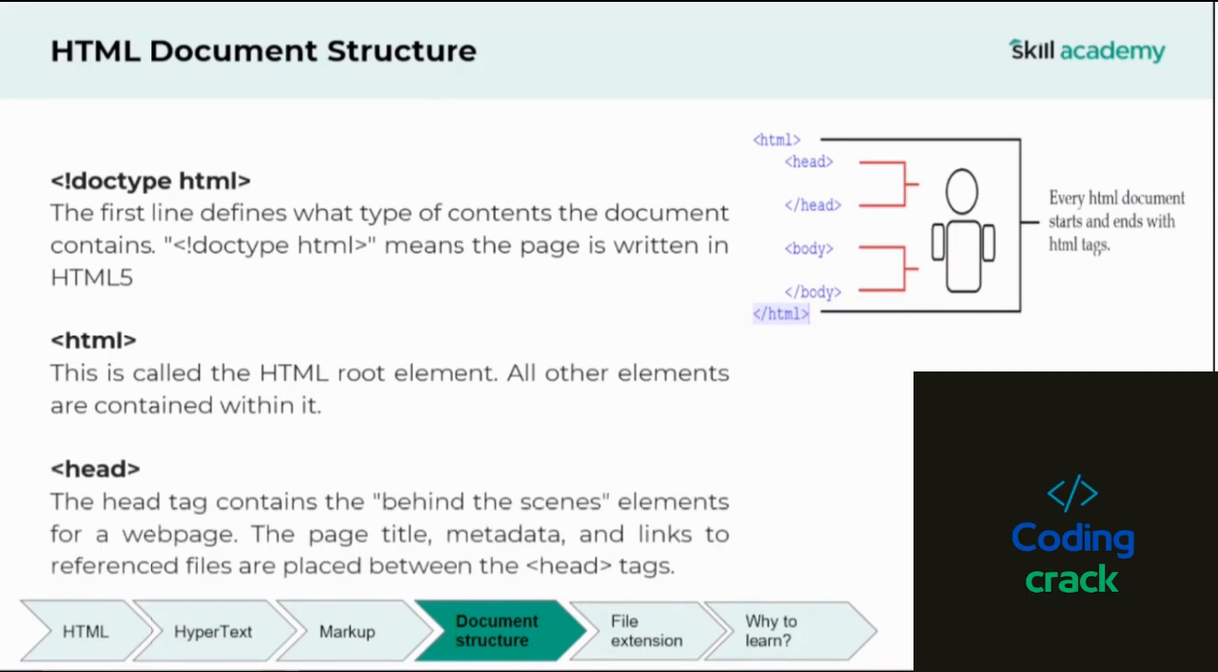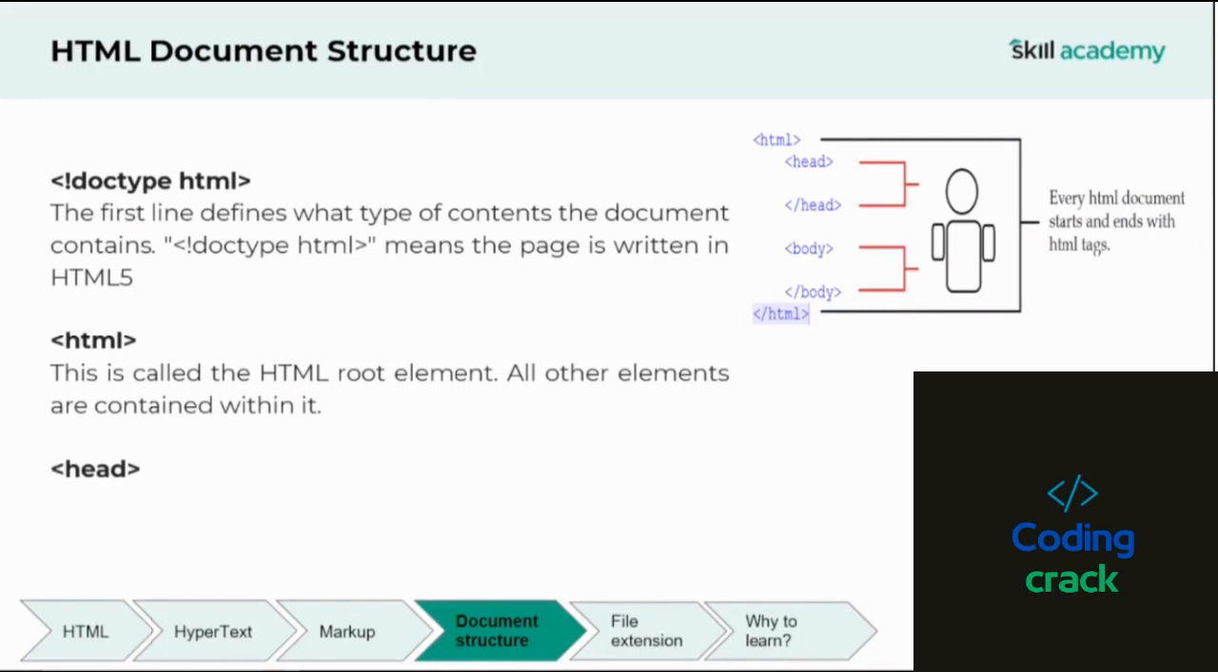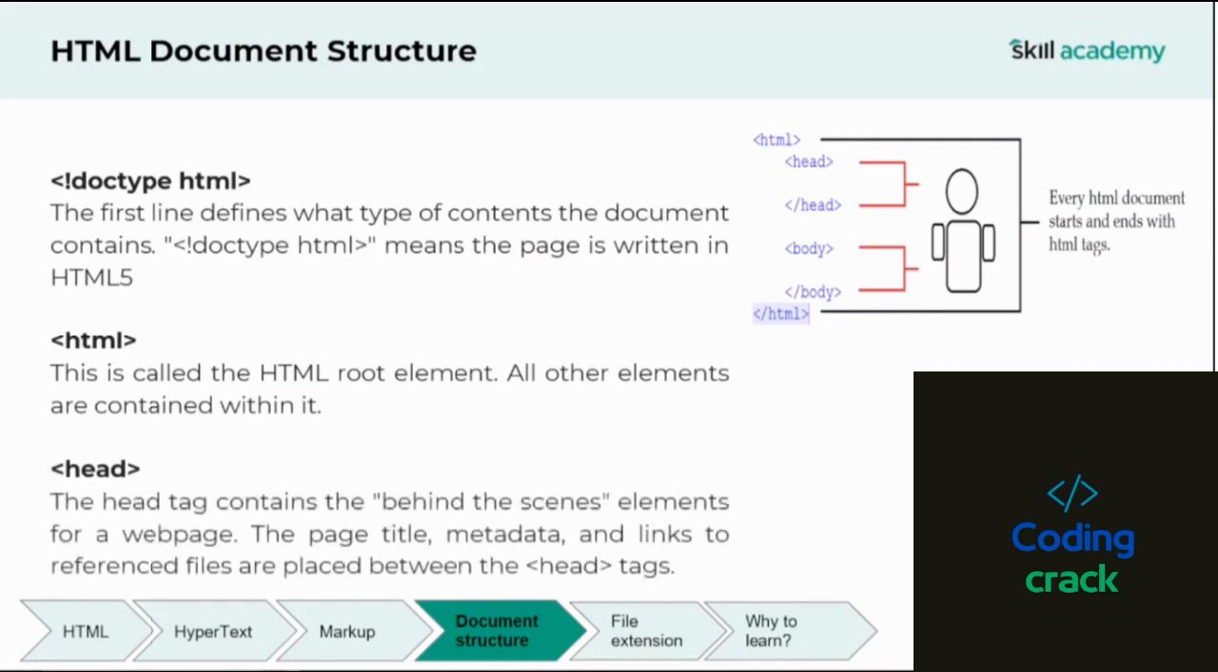Now in this head tag, we can specify keywords related information. So the head tag contains behind the scene elements for a web page. The page title, metadata, and links to referenced files are placed between the head tags. Let's take an example. Suppose we are about to design a web page. In that web page we need to set a title. So where are you going to put that title?